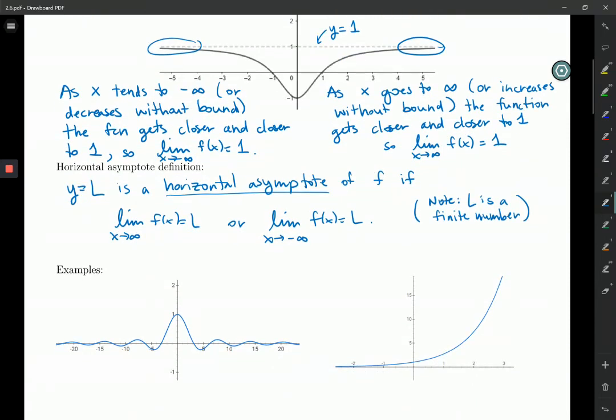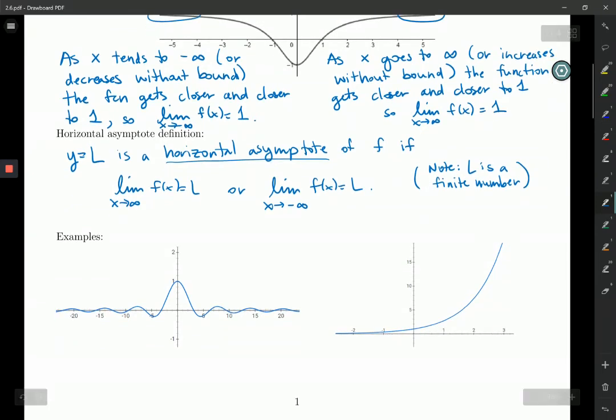Okay, so let's look at some graphical examples. So here we have a function that oscillates up and down as x gets larger, right? So I'm going to call this function g and this one h. We can see that the function values are getting closer and closer to 0 as we move this way along the x-axis, out towards infinity. And so the limit as x goes to infinity of g is equal to 0.